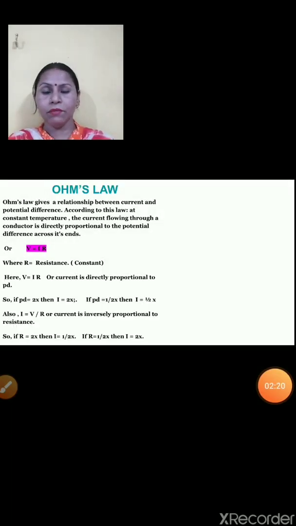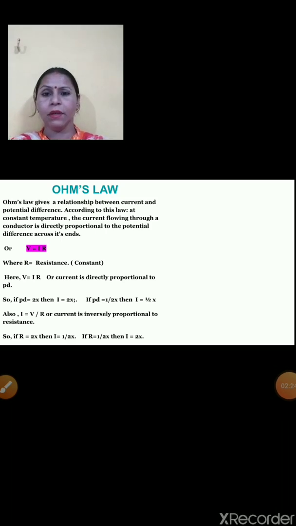By using V = IR, we can get one more relationship, that is I = V/R. This expression gives the information about the current and resistance relationship. It says that current is inversely proportional to the resistance. Means if resistance increases, then current will get decreased. If resistance decreases, then current will get increased.